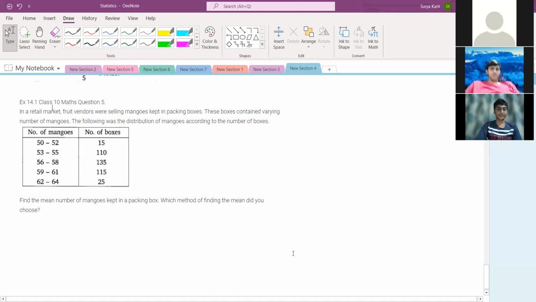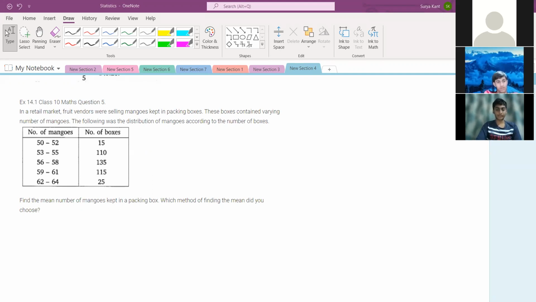Sir, I'm trying to do it with assumed mean. It's taking time. It's like writing all these numbers down again, putting the zero and doing it again, and calculating, it's taking a lot of time. Okay, fine. I'm just telling the answers only. I'm just showing you by the step deviation method.